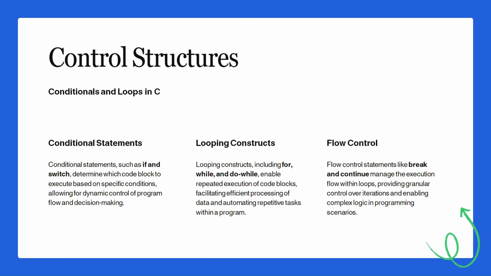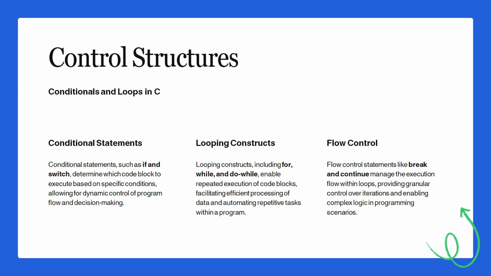On the second day, I learned about control structures. I included my training scenarios in each slide, covering each day's concepts and learning. So on the next day, we learned about control structures like conditional statements. Statements such as if and switch determine which code blocks to execute based on specific conditions, allowing dynamic control of program flow and decision making.